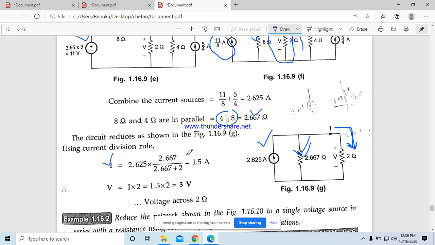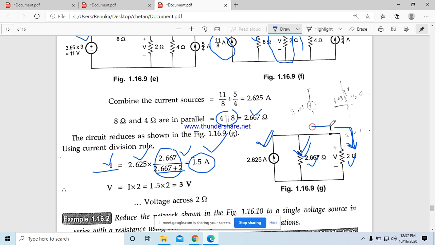What is that other branch resistor? 2.67, divided by the sum of resistors, this resistor plus this resistor, 2.67 plus 2 ohm. You will get equivalent resistor. I equals this divided by this plus this, and you will get this. This is multiplied by the main current. Which is the main current? 2.625 is the main current. You will get I. What is that I? I equals 1.5 amps.